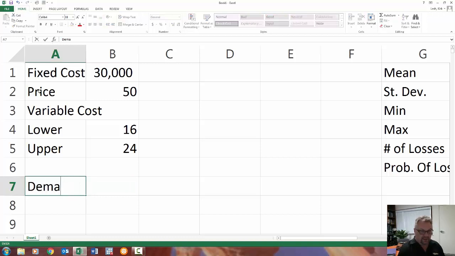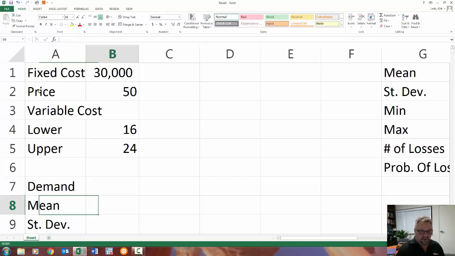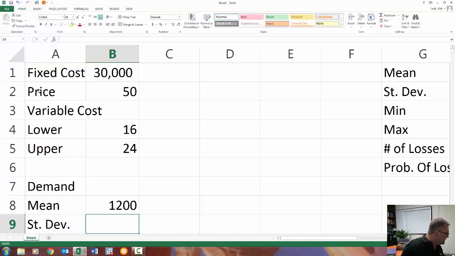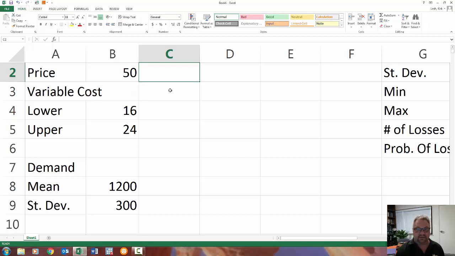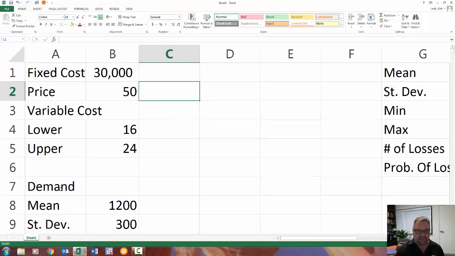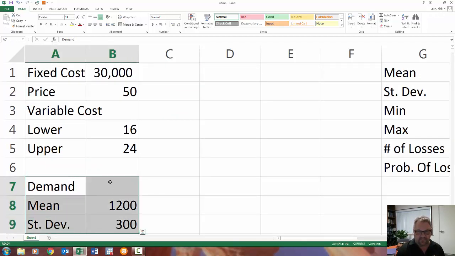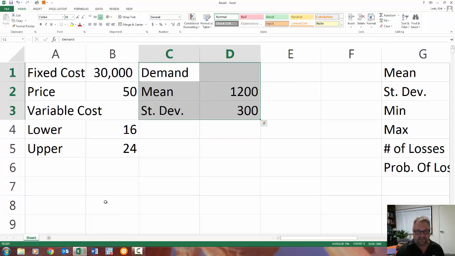So demand has a mean and a standard deviation. The mean was 1,200 and the standard deviation was 300. Okay. Develop a spreadsheet simulation similar to figure 12.6, which is the one we just did. Use 500 simulation trials to answer the following questions. All right, so let's set this up. So I tell you what, just let me move this over, and then that way I can start setting up everything right here.